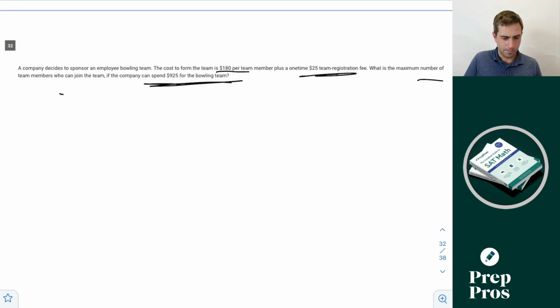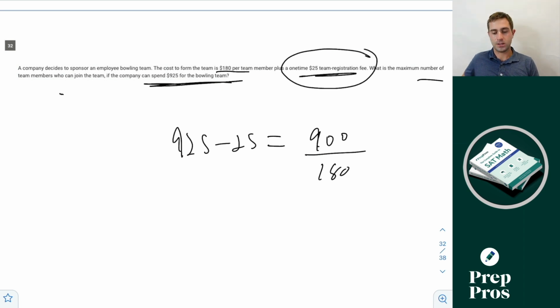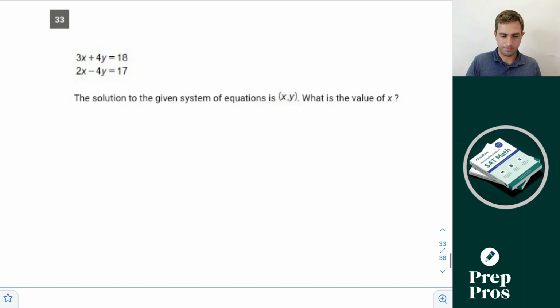So, okay. First thing I would do here is my 925 minus 25. That's taking away the one-time team registration fee. So we're left with 900. And then the really simple way to solve this is let's just divide by 180 because that's the cost per team member. And that's just going to give us 5, and that will give us our right answer here. Just want to make sure I didn't miss anything. Yeah, so 5 will work there.